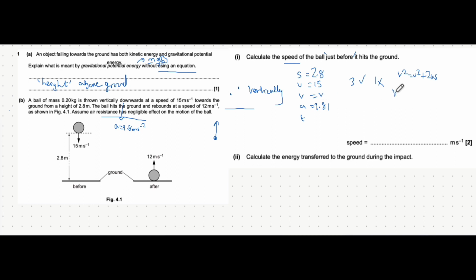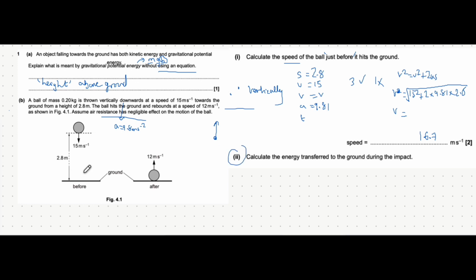So v squared, that's what we need to calculate, is equal to u squared, which is 15 squared, plus 2as, which is 2 times 9.81 times 2.8 for this question. Now, v would just be the square root of all of that. I'm going to cheat a little bit and just write the square root there. And that will give you 16.7. I'm not some kind of math genius, I just did this beforehand. That's why I know. Great, let's now move on to part 2.